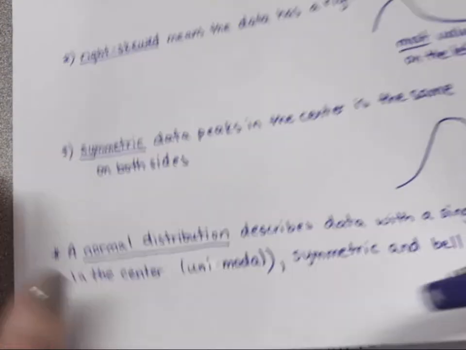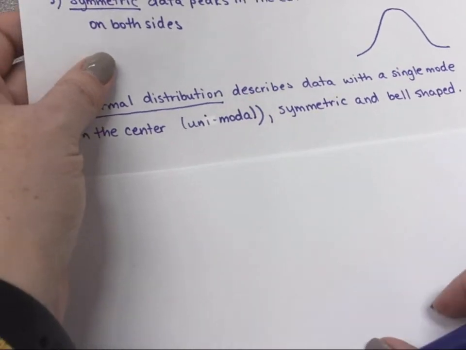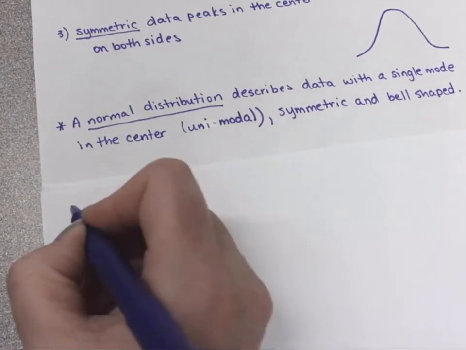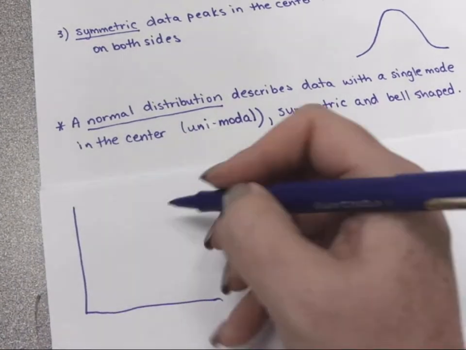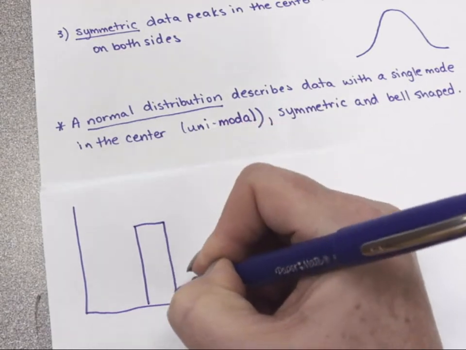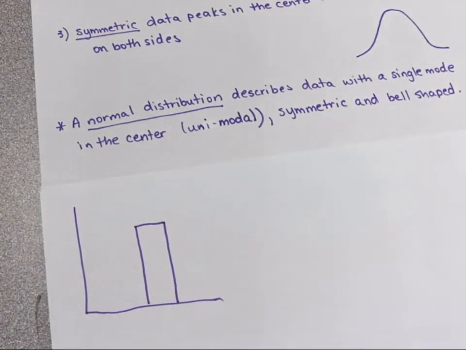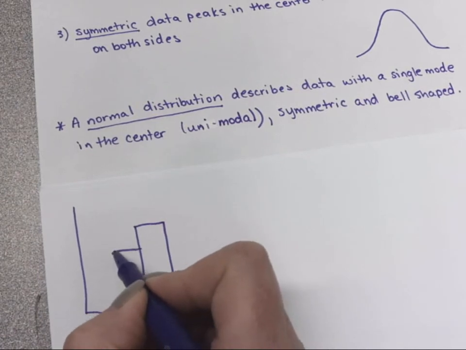So this is essentially what a normal distribution looks like, both in histogram form and in curve form. So in histogram form, it looks like we're peaking in the center, so maybe start in the center and draw one of your bars taller than the other, and then we kind of go from there.